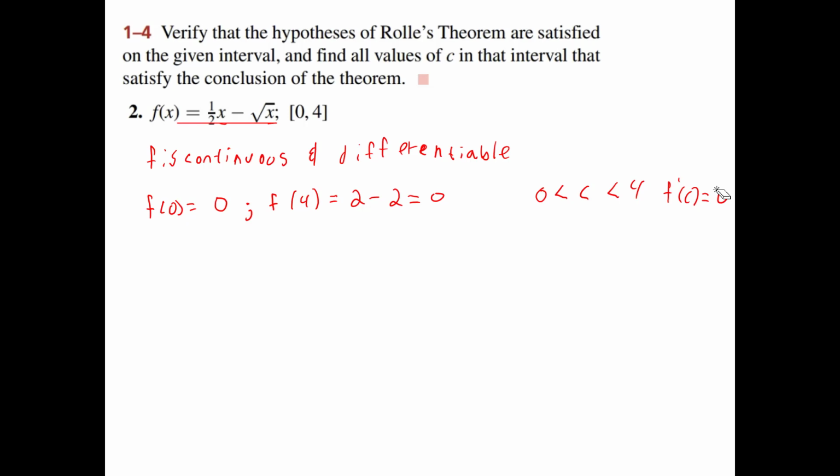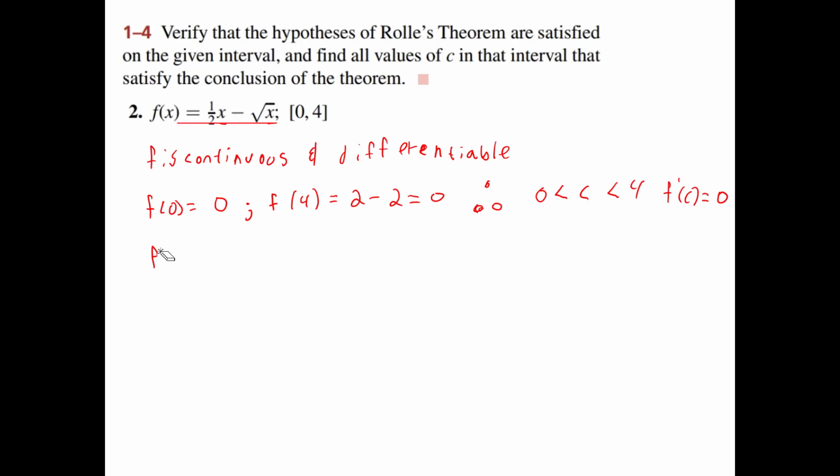So verify that therefore somewhere between 0 and 4, f prime of c equals 0. And then it says, and find all values of c in that interval that satisfy the conclusion of the theorem. So the conclusion of the theorem is that somewhere in between 0 and 4, the derivative is 0. So let's find the derivative and see where it's 0.